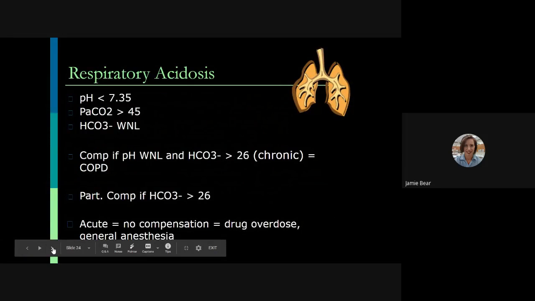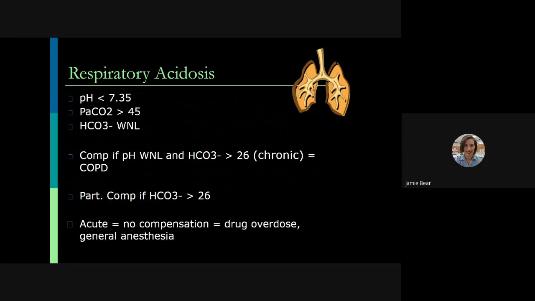So a respiratory acidosis will show a pH of less than 7.35, a PaCO2 greater than 45, and a bicarbonate level within normal limits. It'll be fully compensated if the pH is within normal limits and the bicarb is greater than 26. We can also call this a chronic respiratory acidosis, where there's only partial compensation if the bicarbonate level is greater than 26.